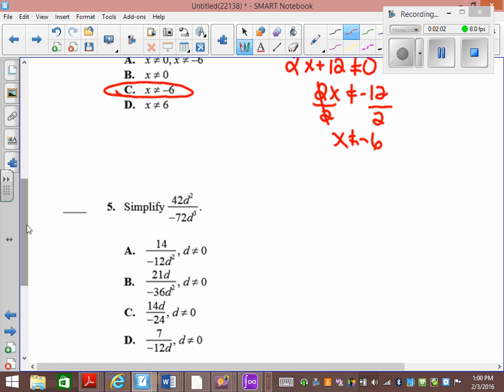What can you take out of 42 and 72? 6. So I take a 6 out of 42 and I'm left with 7. Can you take a 6 out of negative 72? 12? Yeah, because 5 times 12 is 60. I said that earlier. That was what we were asking. Okay, and then d squared, take out 2 of them. And so you're left with 7 over negative 12d. And d can't equal 0 because we have a d by itself on the bottom. And we will say NPVs before we cancel, right? So it is D. Put a mark out of 5.